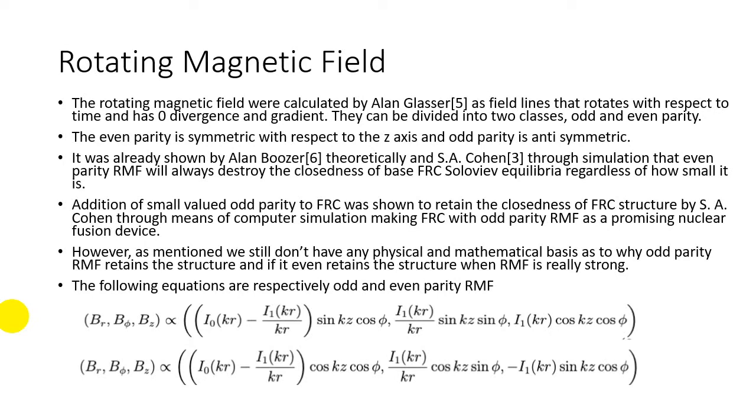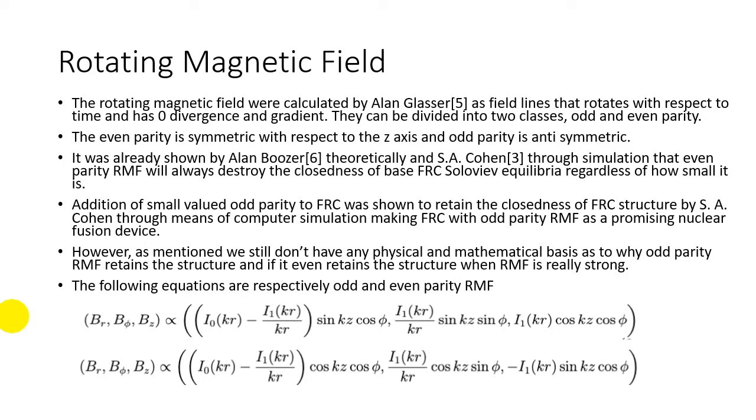And it doesn't matter how low you make the magnetic field, it's an inherent topological structure of the system. So we cannot use even parity magnetic fields, and we have to use magnetic fields that are exactly anti-symmetric. And he discovered that they retain the magnetic field structure.